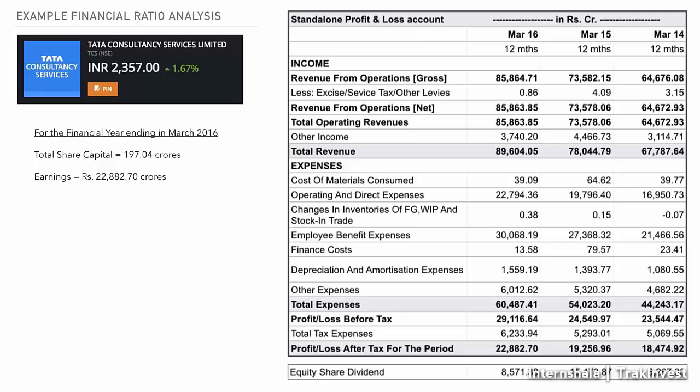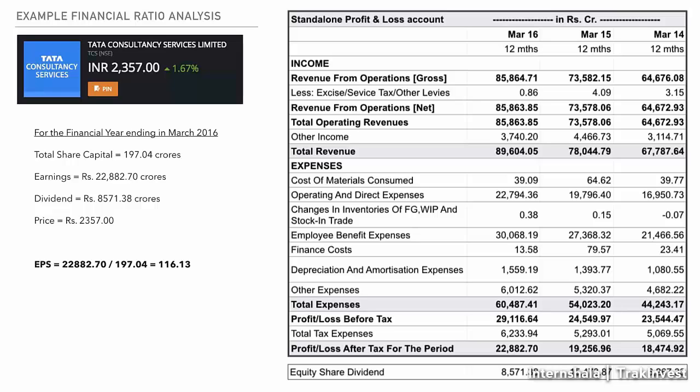after tax for period March 2016. The amount stands at 22,880 crores. We'll pick the dividend value. This comes under the equity share dividend. On the left side, you will see a value under the March 2016 column at 8571. You will see the stock price, which is on the top left of the screen, 2357. That's the current market price of TCS. And now we'll calculate the ratios. So first we calculate the earnings per share. Earnings per share is simply the earnings value divided by the total share capital that you have picked already.